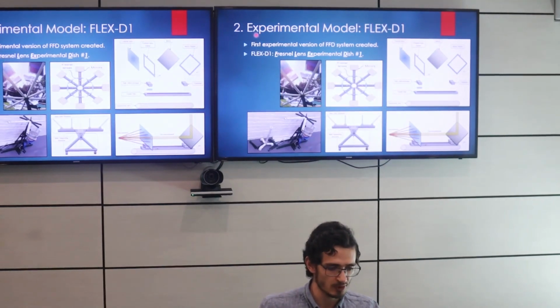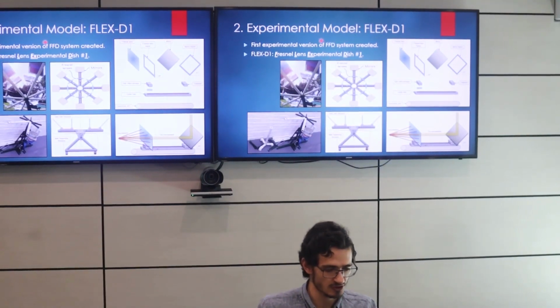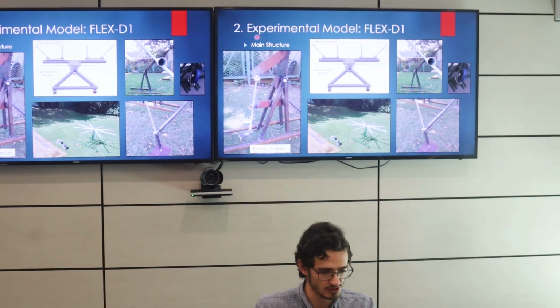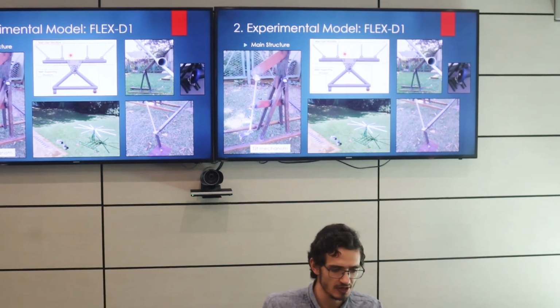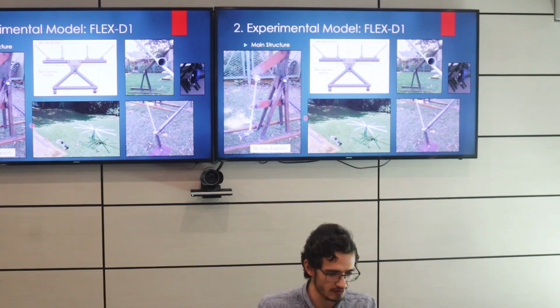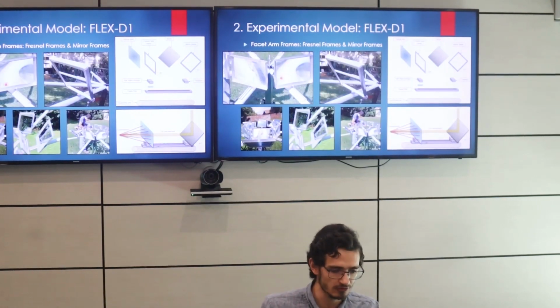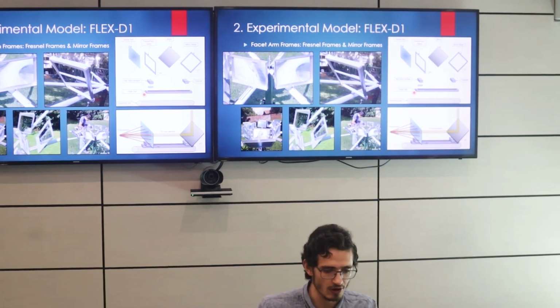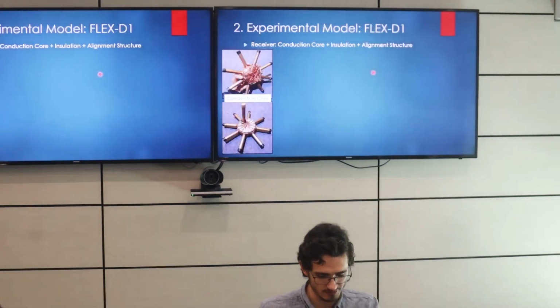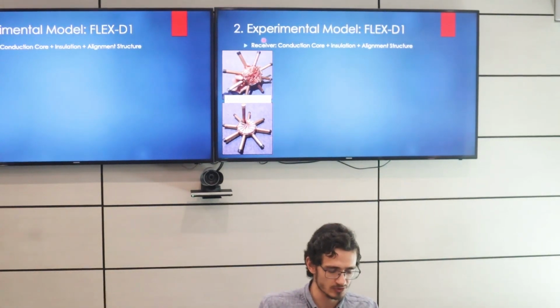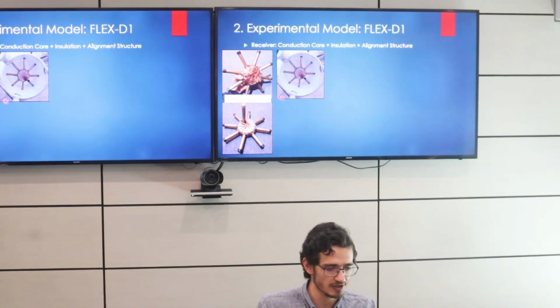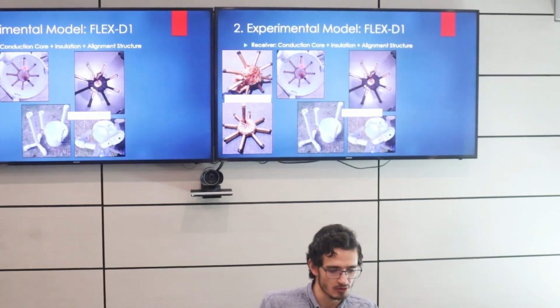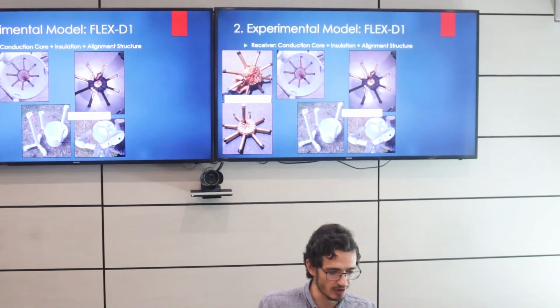Based on this concept, an experimental model was then constructed, the first of its kind, termed FlexD1, standing for Fresnel lens experimental dish number 1. This consisted of the main structure, subdivided into the main dish structure and the main supporting structure, joined together by a tilting mechanism. On the main dish structure, you then find Fresnel frames and mirror frames joined together on the guide rail. In the center of this main dish structure, you then find the receiver, which consists of a conduction core placed inside a receiver container or bucket with a solar alignment structure constructed above it to align it with the sun.